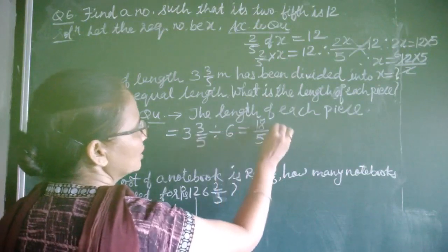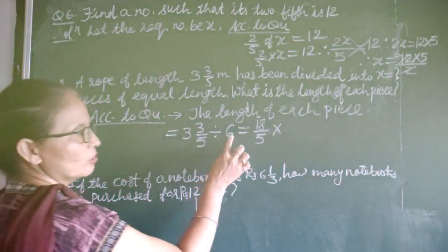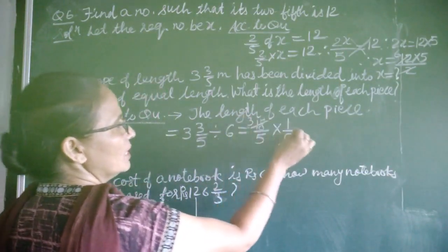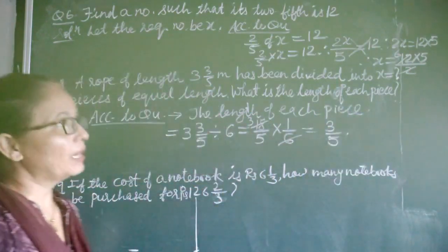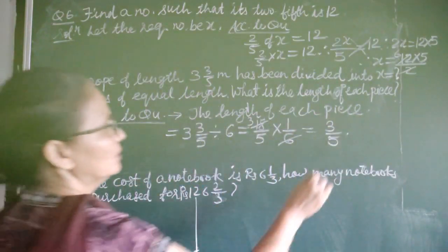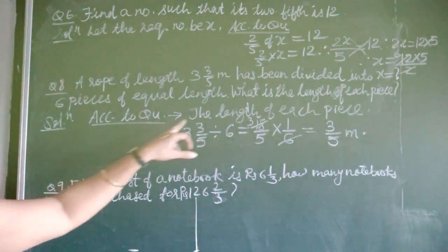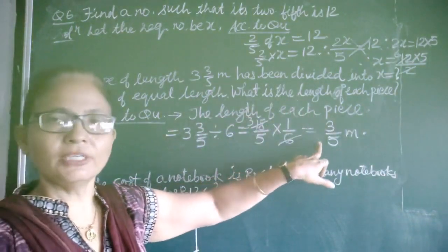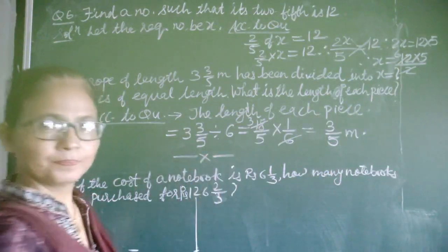And this division, convert into multiplication, and write the reciprocal. Reciprocal of 6 is 1 by 6, and simplify. And what is the answer? 3 by 5 meter is the answer. So how much is the length of each piece? The length of each piece is 3 by 5 meter. Just read the question and see.